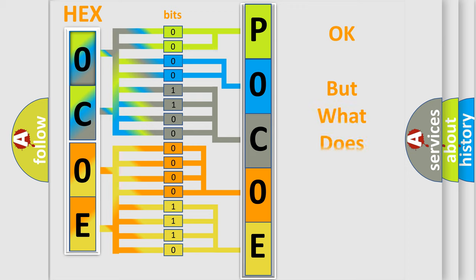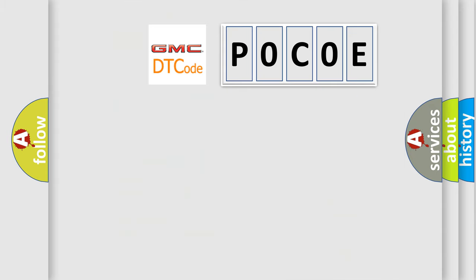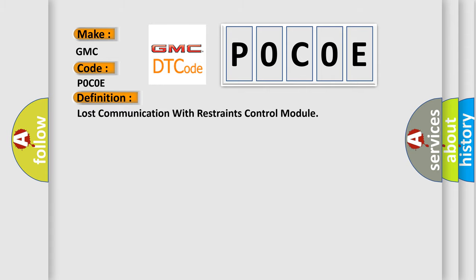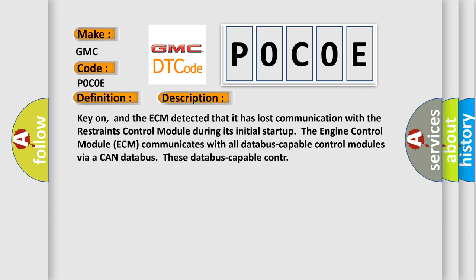The number itself does not make sense to us if we cannot assign information to what it actually expresses. So, what does the Diagnostic Trouble Code P0C0E interpret specifically for GMC car manufacturers? The basic definition is: lost communication with Restraints Control Module. And now this is a short description of this DTC code. Key on, and the ECM detected that it has lost communication with the Restraints Control Module during its initial startup.